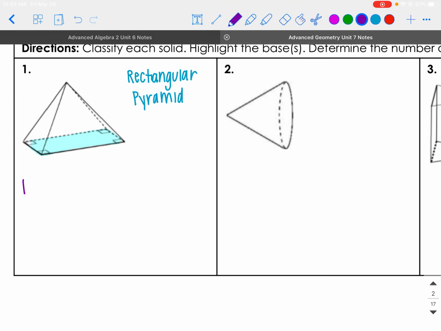And we're going to determine the number of faces, edges, and vertices on all of these. So faces, this one has 5 faces. It has the bottom, and then each of the 4 sides that come up to the point. Edges, we've got 1, 2, 3, 4, 5, 6, 7, 8. 8 edges. And vertices, 1, 2, 3, 4, and 5.